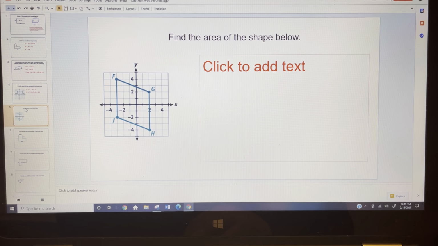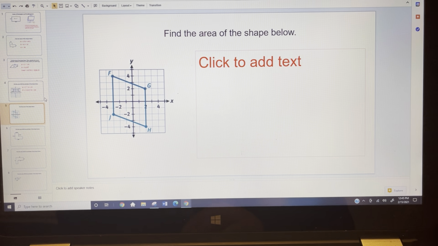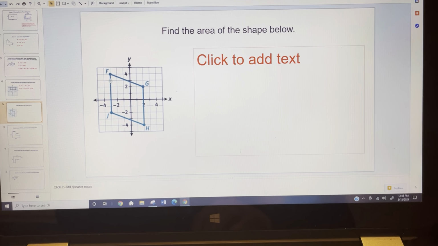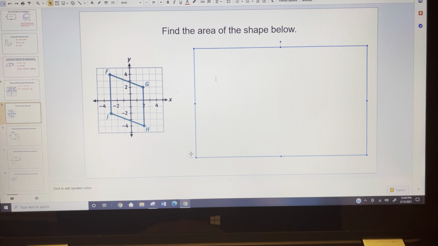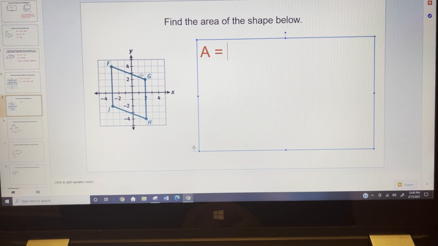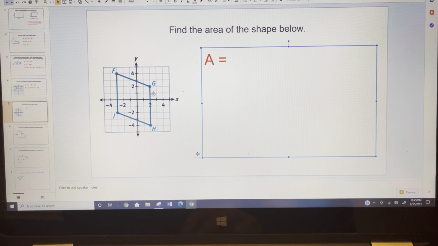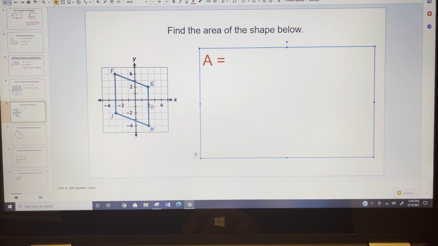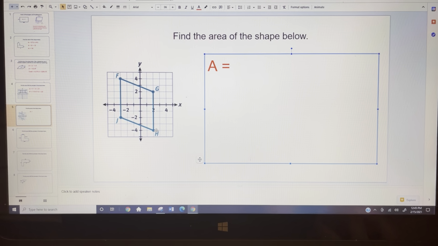Okay, on the next slide, it says find the area of the shape below. This is a parallelogram. Okay, I can count from F to J or from G to H to get the dimensions of my base. Okay, I know that I need base times height. So the base would be starting at G. I'm going to count down. 1, 2, 3, 4, 5, 6. So the base is 6.